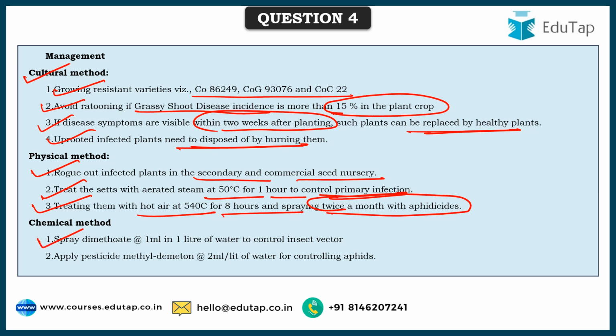So chemical methods, spray dimethoate at the rate of 1 ml in 1 liter of water to control the insect vector. What is that insect vector? Aphids. And apply the pesticide methyl demeton at the rate of 2 ml per liter of water for controlling the aphids. So if the farmer controls aphids, obviously they will not be able to transmit the disease. And the collateral hosts and everything need to be removed, and whenever the farmer can go for some crop rotation, he should avoid these kinds of hosts where these organisms can survive.